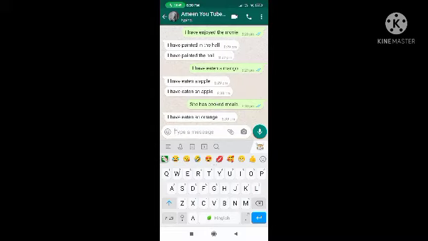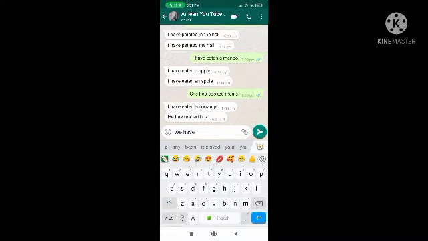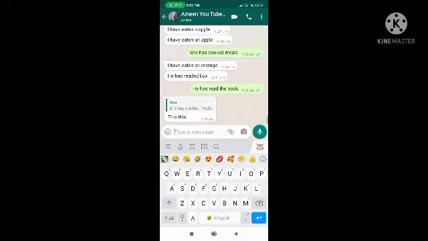Now, I have eaten a mango. She has cooked a meal. Eaten an apple. It should be an apple, because A is there. I had explained: A, E, I, O, U. She has cooked meal, or a meal.